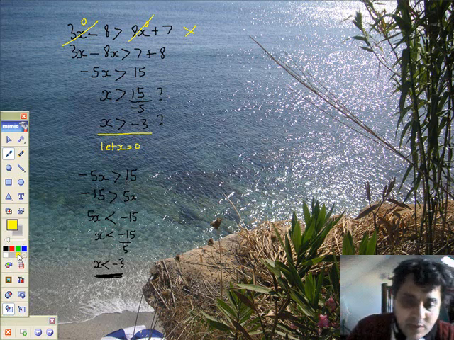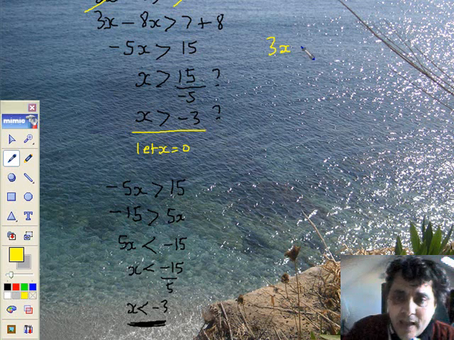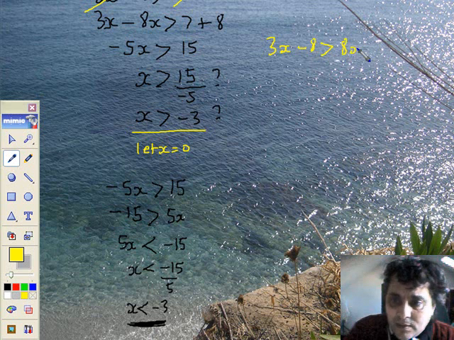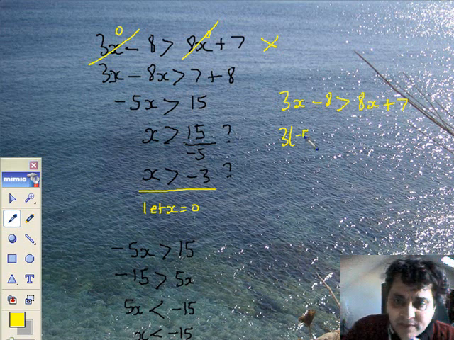I can prove to you that it works by going yellow. So here's the original. I've got 3x minus 8. It's got to be bigger than 8x plus 7. So let's pick a number less than minus 3. Let's go for minus 5. So here I go. I've got 3 lots of minus 5, take away 8 has got to be bigger than 8 lots of minus 5, and then add 7.